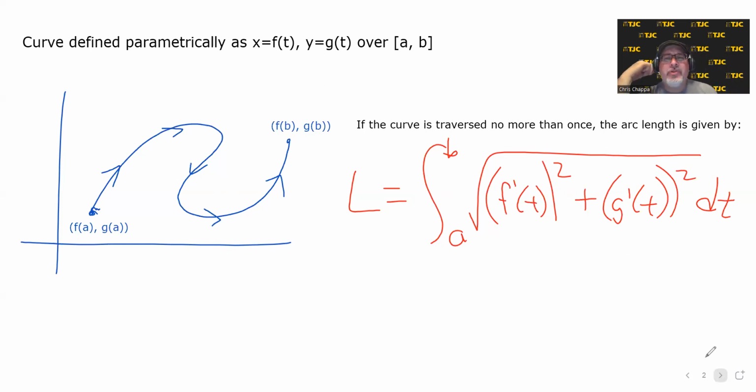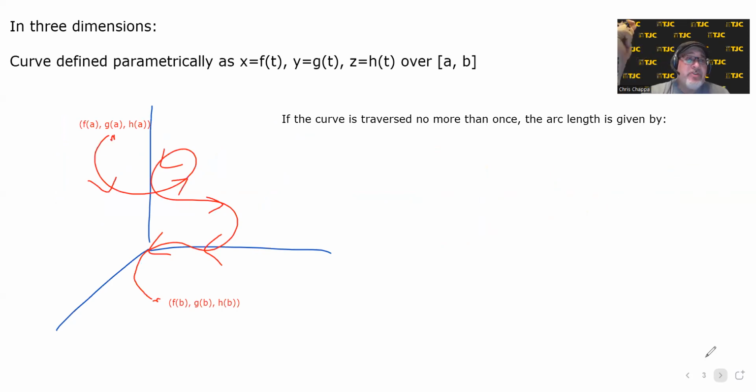So how do we bump this up to 3 dimensions? Well, honestly, we just stick in a third component function. In 3 dimensions, a curve defined parametrically is x equals f of t, y equals g of t, z equals h of t over the closed interval a to b, as long as the curve is traversed no more than once.